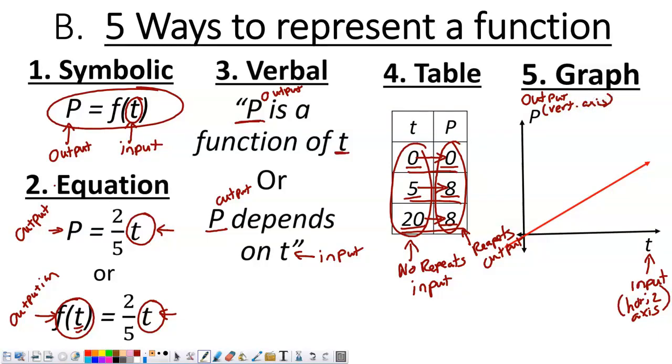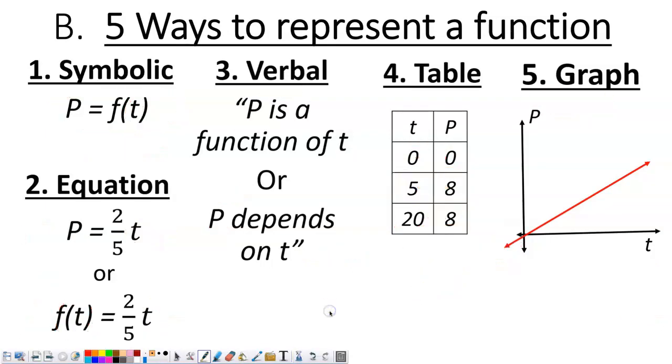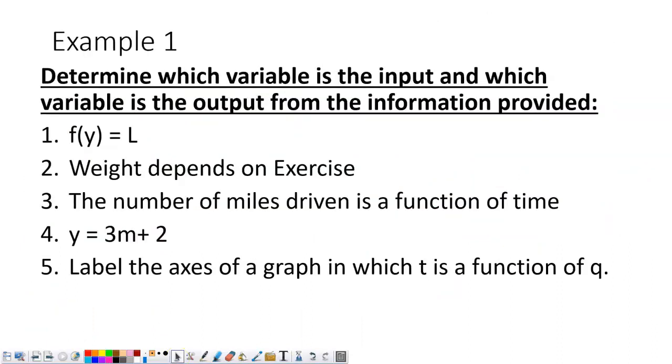Okay, so I've shown you 5 different ways a function can be represented: symbolically with an equation, verbally, a table, or a graph. And in each one of those ways that a function is represented, you should be able to identify what the 2 variables are, and which one is the input, and which one is the output. Okay, so let's go ahead and do example 1 here. Example 1 says, determine which variable is the input and which variable is the output from the information provided.